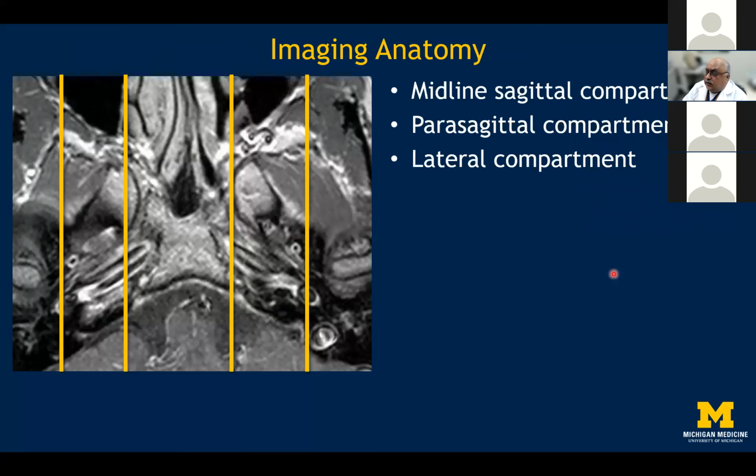Classical teaching is that the middle cranial fossa is actually divided into a midline sagittal compartment and two parasagittal compartments. Sorry, and the far lateral compartment. And each of them has typical surgical approaches for which the neuroradiologist is called upon to define and to aid in the pre-surgical evaluation of these patients.